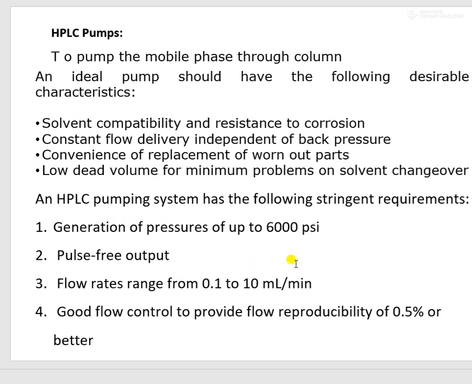Next, we will see the stringent requirements of the HPLC pumping system. Number 1, generation of pressure up to 6000 psi. Generation of pressure up to 6000 psi means the pump should be able to withstand high pressure. Suppose I have 2 HPLC systems. One is able to withstand 6000 psi and another is able to withstand only 2000 psi. So which one is better?